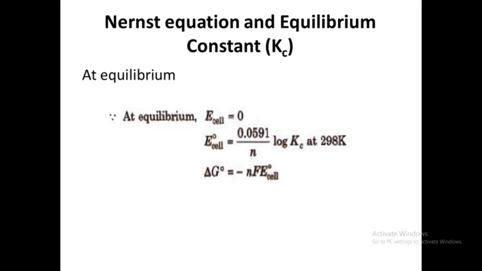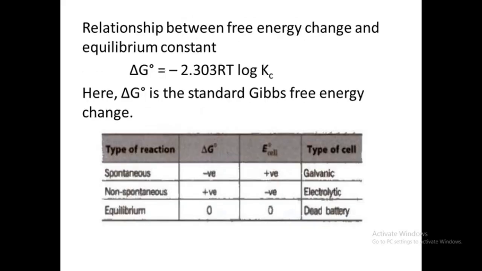Always remember that for a cell, when the value of E naught cell is positive, then the cell reaction is spontaneous. That means the cell reaction will take place by its own. When the value of delta G naught is positive or the value of E naught cell is negative, then the cell reaction is non-spontaneous. That means the cell will not work. And when the value of E naught cell is 0, then the cell will stop and the cell reaction is in equilibrium.